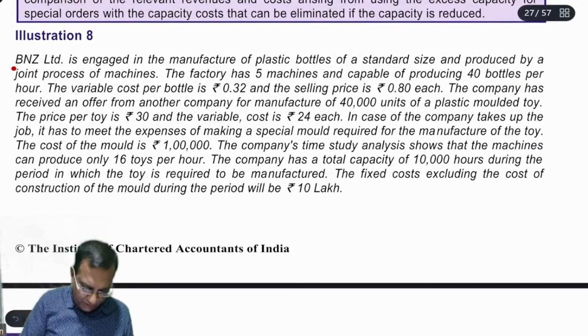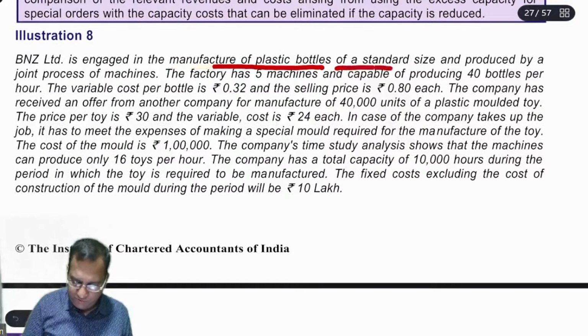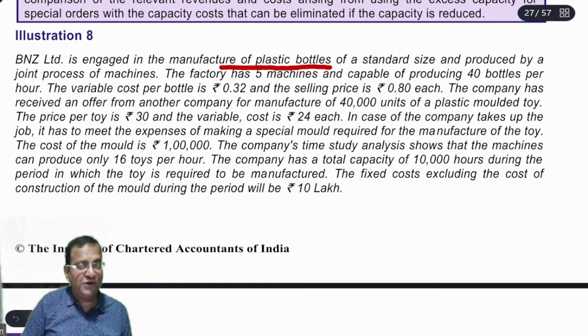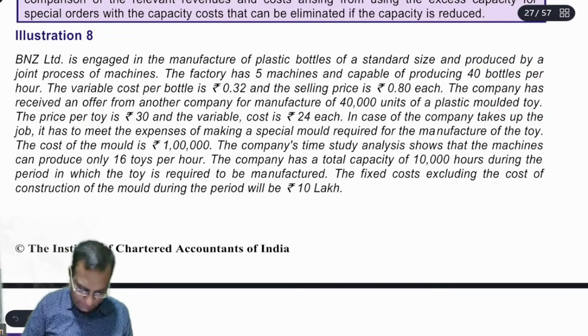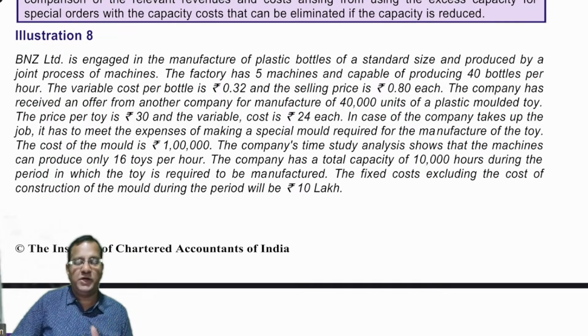B&Z Limited is engaged in the manufacture of plastic bottles of a standard size, produced by a joint process of machines. So the name of the company is B&Z Limited. They are engaged in the manufacture of plastic bottles of standard size produced by multiple machines. The factory has 5 machines, each capable of producing 40 bottles per hour. So the capacity is 40 bottles per hour, and they have 5 machines.